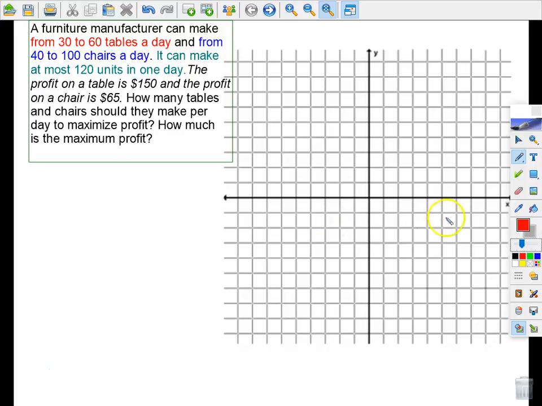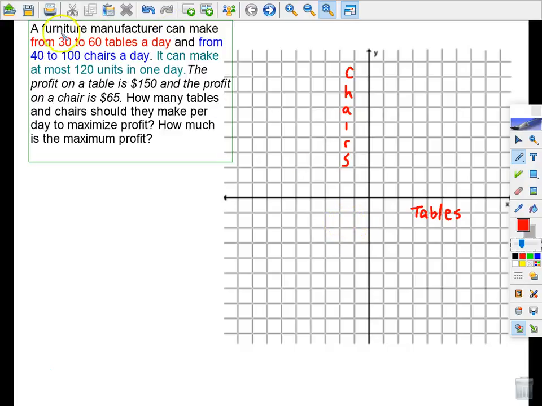Okay, so since I've got two products being made, one product will be for each axis. So I'm just going to label the x-axis as tables. Really doesn't matter. We could do chairs here. Doesn't really matter which. So if I label the x-axis as tables, then my y-axis obviously will have to be chairs. So again, the x variable will connect to tables, and the y variable will be associated with chairs.